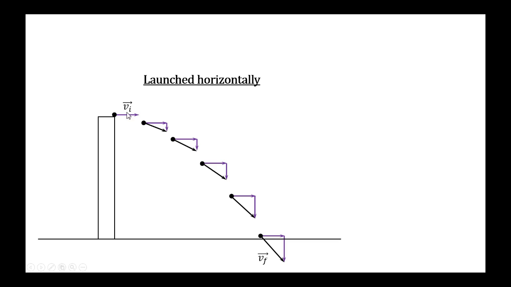Now, what do you notice about the initial velocity? It's different here from the final velocity in a particular aspect. When you launch a projectile horizontally, VI, is this one-dimensional or two-dimensional? VF, is this one-dimensional or two-dimensional? When launched horizontally, VI is one-dimensional.